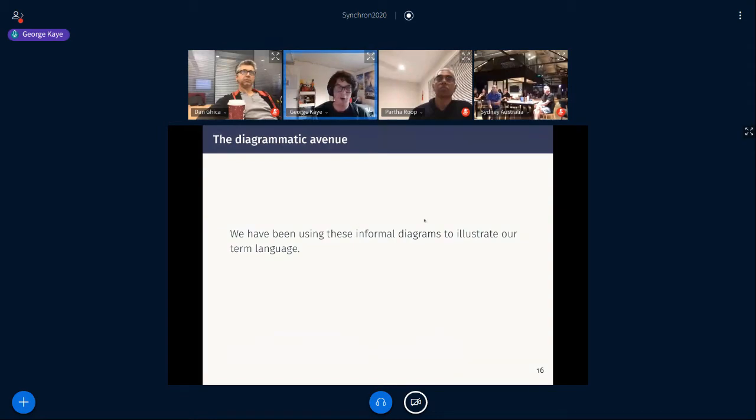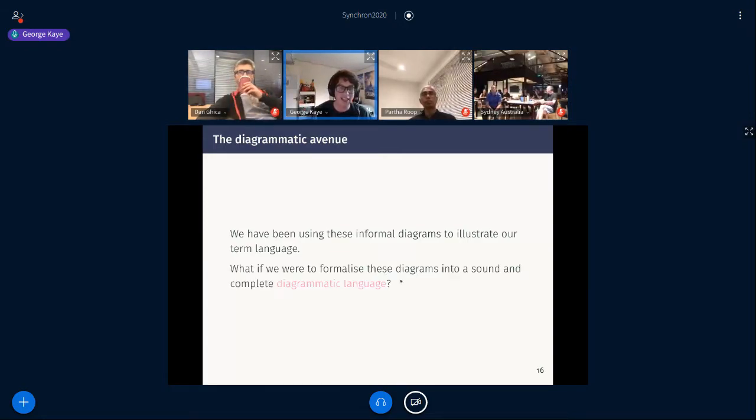We've been using these informal diagrams in the past few slides to illustrate what these terms mean. So why not formalize these completely into a sound and complete diagrammatic language? And that's exactly what we're going to do.